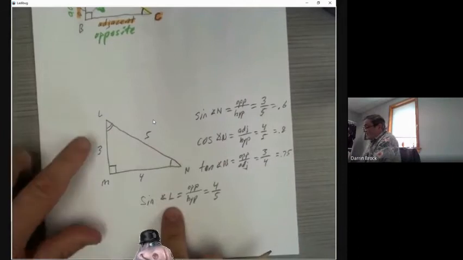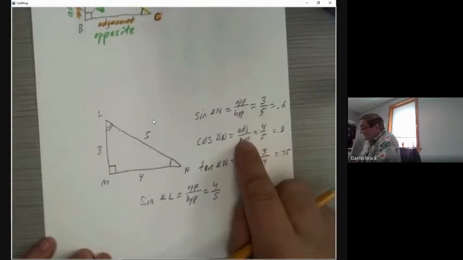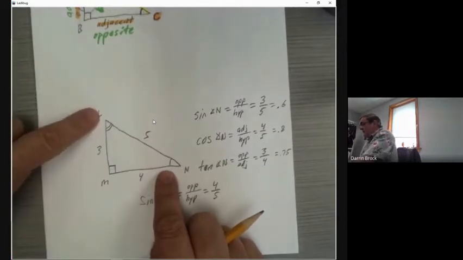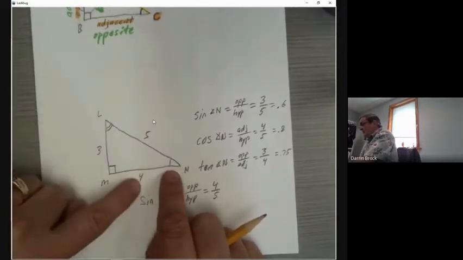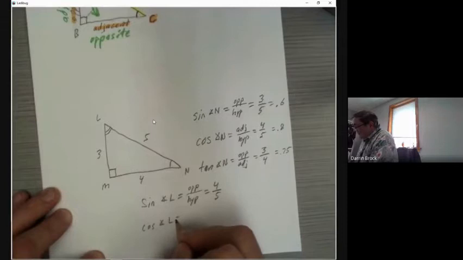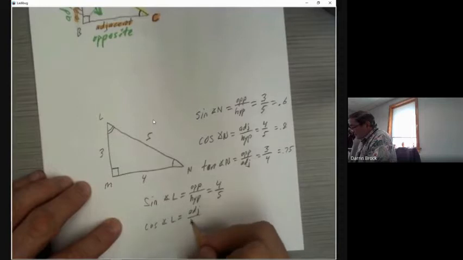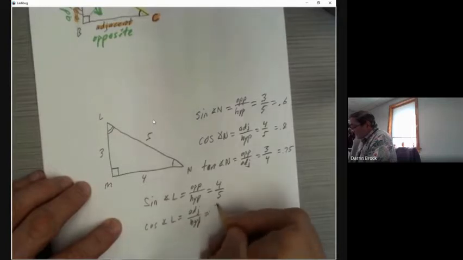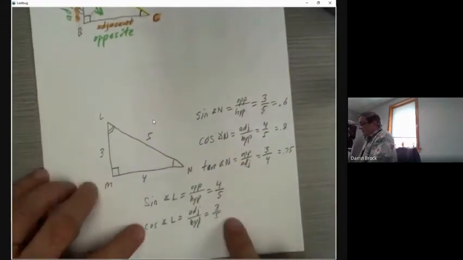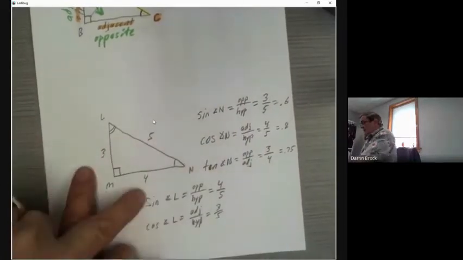So the sine of the other angle is 4/5, which is what the cosine was here. Because the cosine used the adjacent side over the hypotenuse, but for the other angle, the adjacent side over here becomes the opposite side. So it's 4/5. So the cosine for angle L is the adjacent side over the hypotenuse, and it is 3/5. So those two traded. The sine became the cosine and the cosine became the sine, because we moved angles and the opposite and adjacent traded places.